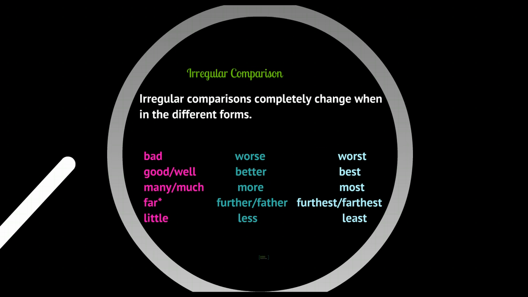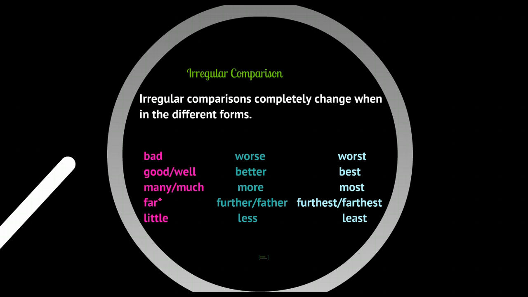And then far. Notice we have a little asterisk on far. We're going to get back to that in a little bit as far as when to use further and when to use farther, because that is important. They do have a purpose. But notice you would use further or farther for the comparative, and you use furthest or farthest for the superlative. And then little, less, or least. And so those are the forms, remember, that we use when we show decrease.